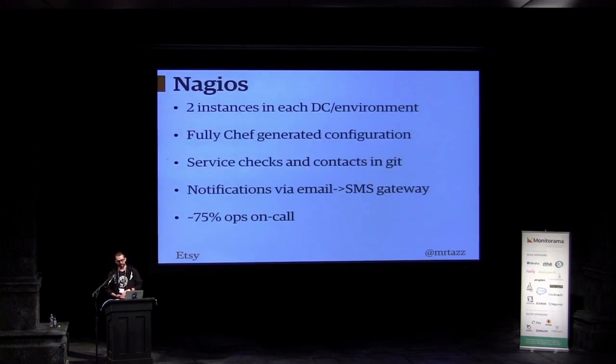We have 2 instances in each data center or environment. It's fully Chef generated. We have service checks in Git as well as the contacts. For the ops on-call rotation, we send notifications directly to phones with the email to SMS gateway you get from your provider. Roughly 75% of the Nagios checks go to the ops on-call rotation. We use PagerDuty for scheduling rotations, so there's always an email address someone can send to when they need to reach the ops on-call person.